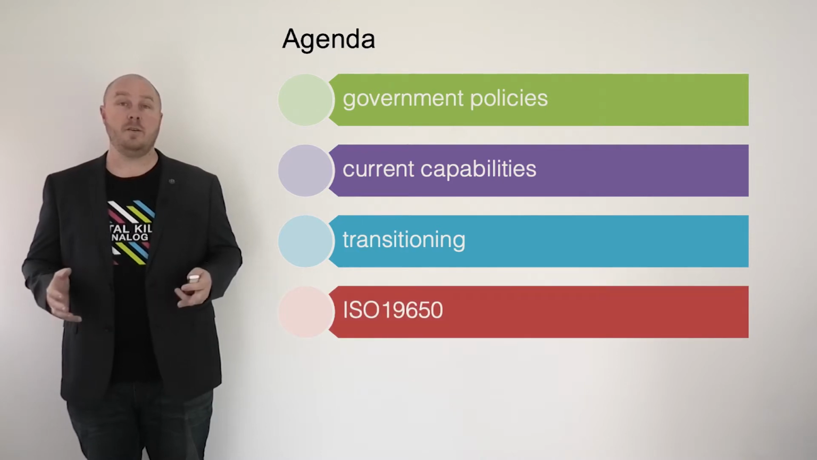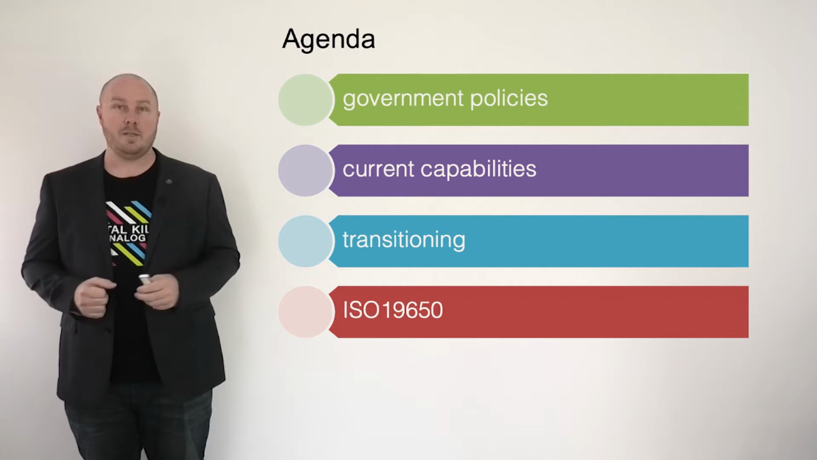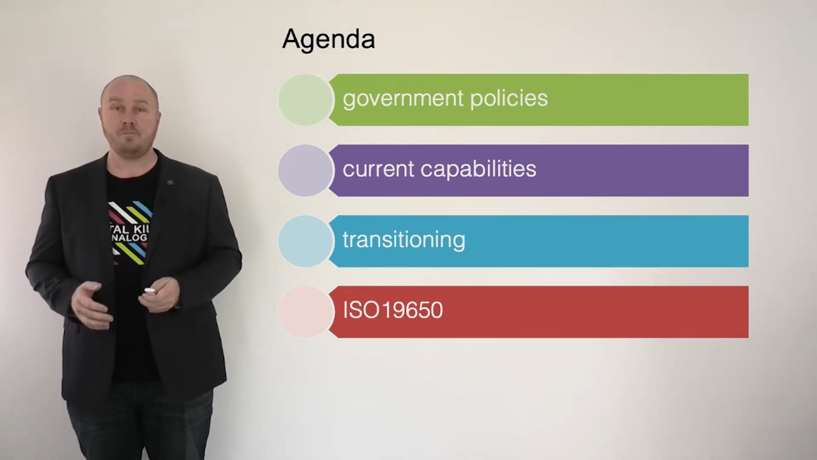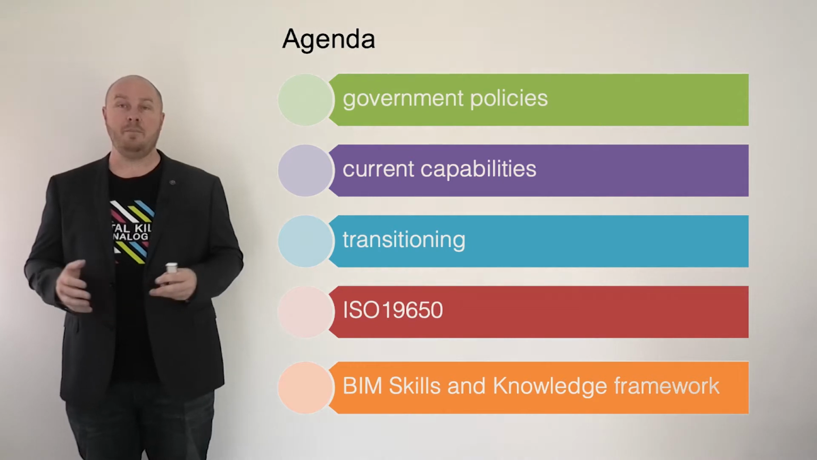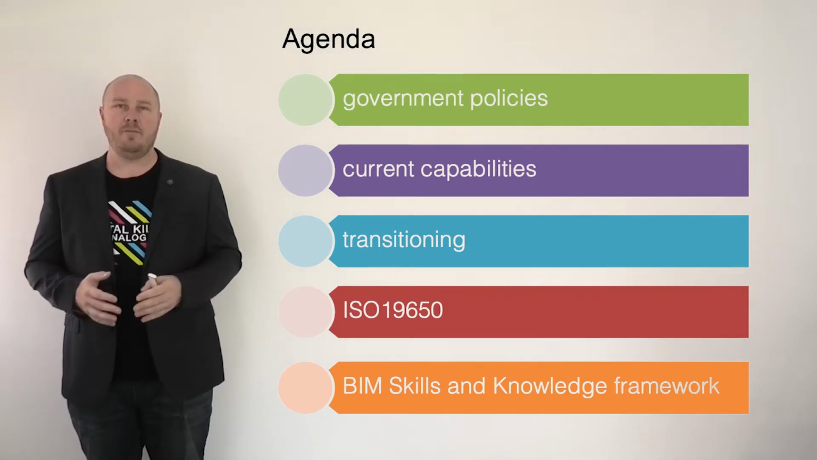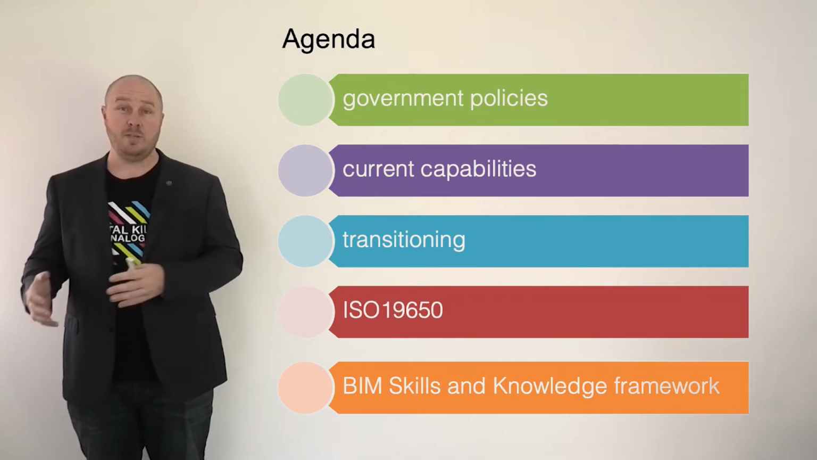We're going to talk about ISO 19650. So it's a recently released ISO standard, which talks about the process of delivering projects. And we're going to talk about the BIM skills and knowledge framework. So all of these together, I guess, are the foundation stones to enable you to begin in your transition from an analogue to a digital one.